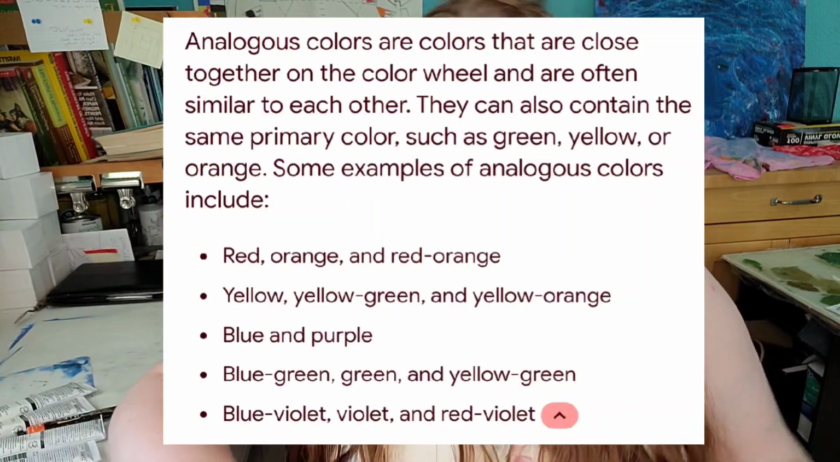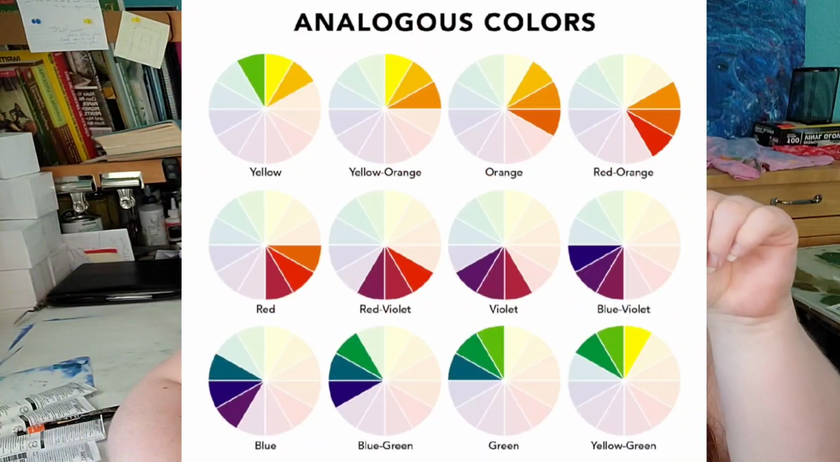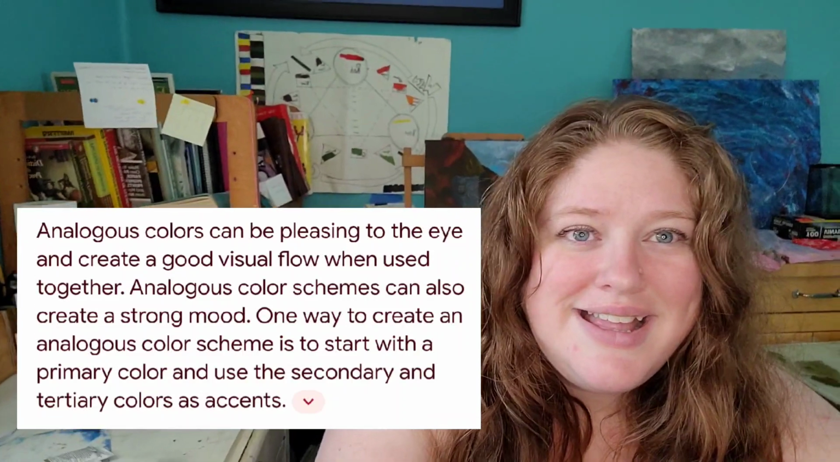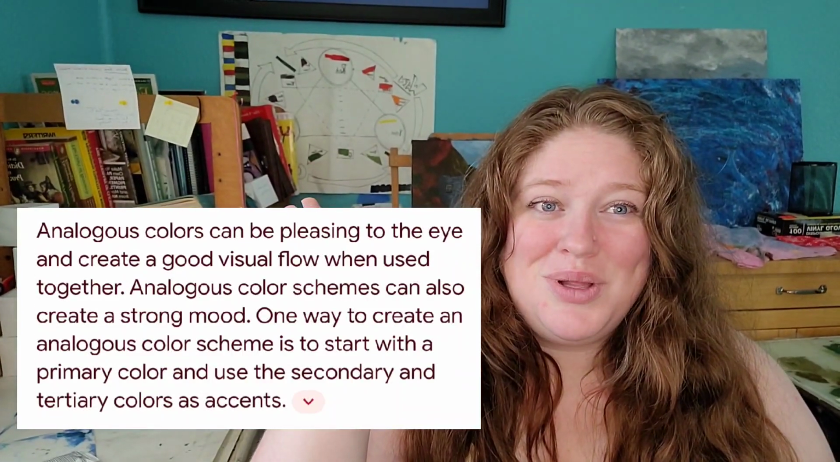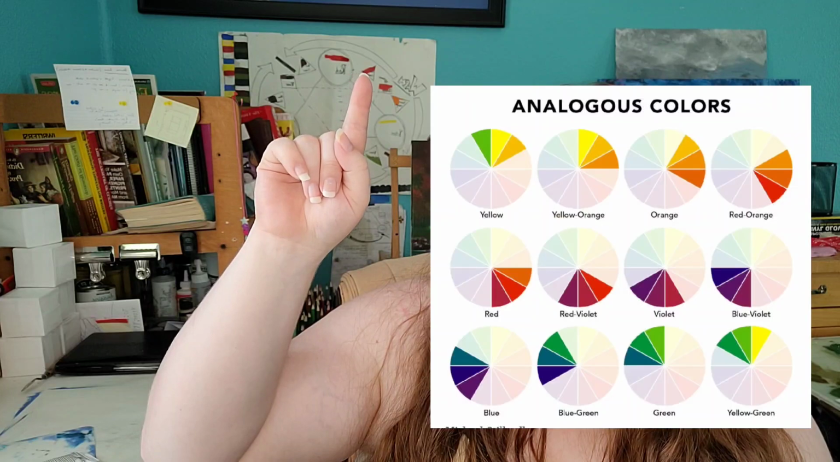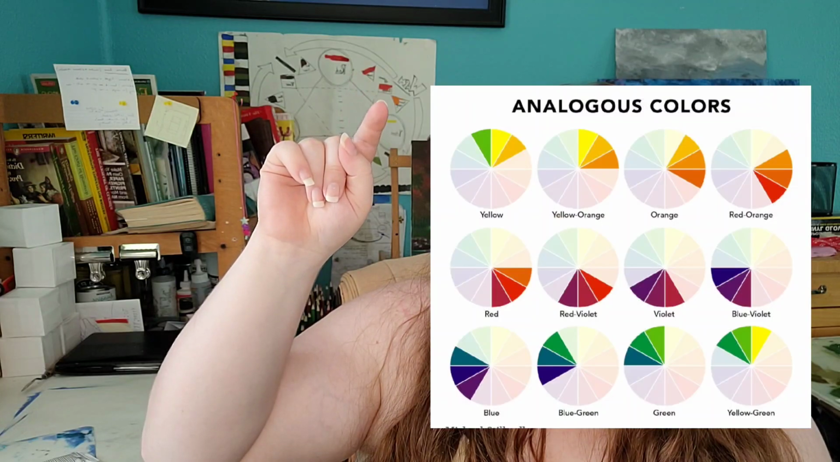Analogous colors are colors that are beside each other on the color wheel. You can see back here that I actually have a color wheel behind me, and this yellow is complementary to the purple. This green is the complementary color to this red. And we have these analogous colors.